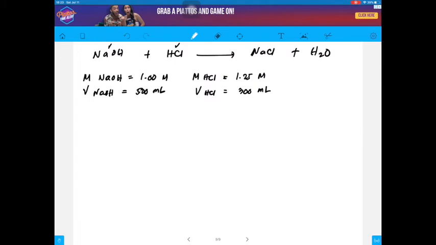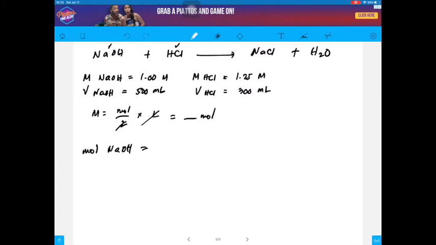Take note that molarity is basically moles per liter. When we multiply molarity with volume in liters, we can cancel out the liters and it leaves us the value for the moles. So in this case, in order to calculate the moles of sodium hydroxide and moles of hydrochloric acid, we need to multiply the molarity by its volume.